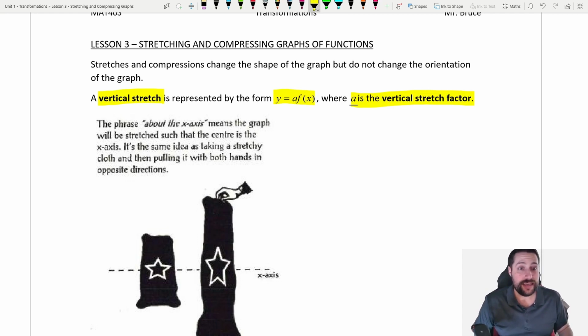It's the same idea as taking a stretchy cloth and pulling it with both hands in opposite directions. That's what you can see in the diagram located below. It's the same cloth. Nothing is being changed, only that it's being stretched. We haven't moved it left or right or up and down. The only thing we've changed is that we've stretched out this piece of cloth, or what we will be doing, stretching out graphs.